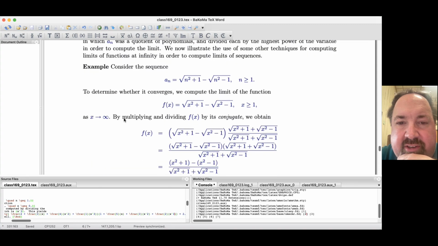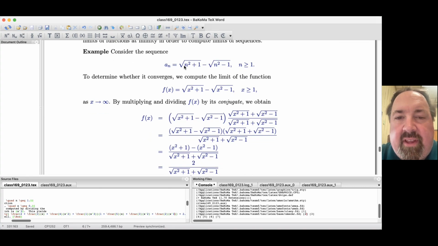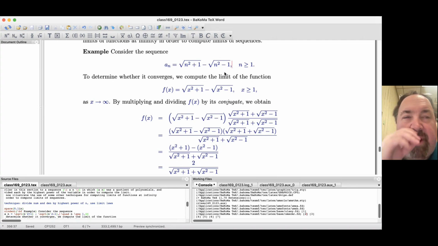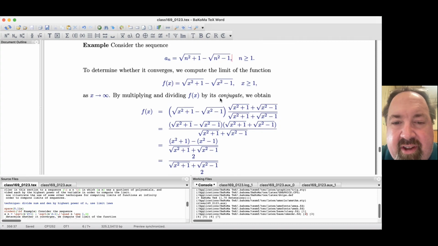Here's another sequence. And this expression, as n goes to infinity, each individual square root is also going to infinity. So you think of this as infinity minus infinity, which is an indeterminate form. It may or may not converge to a limit. We need to do some algebraic manipulation on this to find out what kind of infinity minus infinity this is. So again, we think of this as a function f of x and see what happens as x goes to infinity.